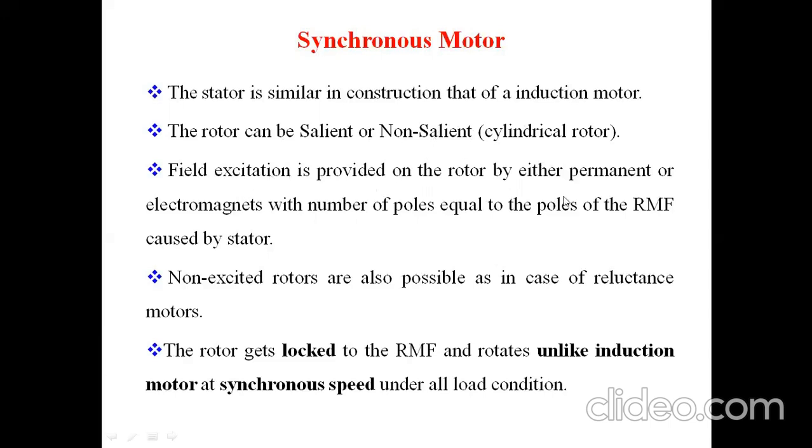The rotor may be of two types: it may be a permanent magnet or an electromagnet. If it is an electromagnet, we should provide separate DC excitation to the rotor. If it is a permanent magnet, there is no need for any external supply, which reduces the losses associated with the DC supply. Then we can also use non-excited rotors for the synchronous motor, such as in a synchronous reluctance motor.